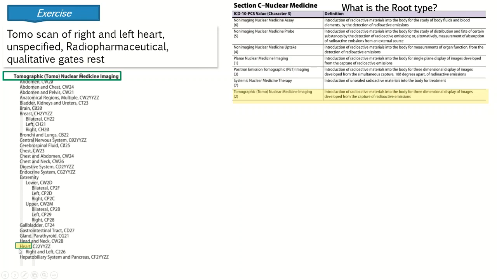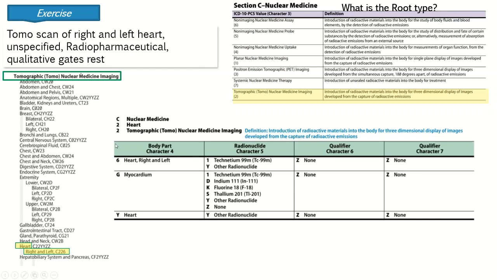The heart. Down below here, right and left, it gives us code C226. Let's go find that corresponding table. C22, this is nuclear medicine of the heart. Tomographic nuclear medicine imaging, the definition is introduction of radioactive materials into the body for three-dimensional display of images developed from the capture of radioactive emissions. And our code says the fourth character is a 6. And you know what, coders? That's what it is, right and left heart.